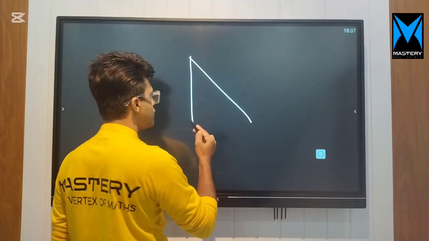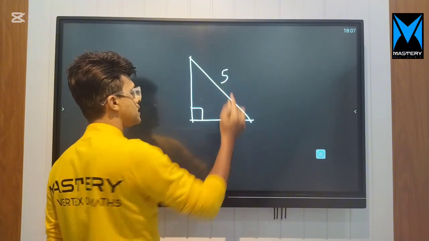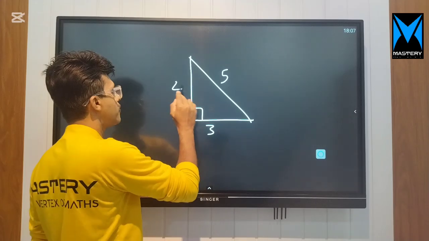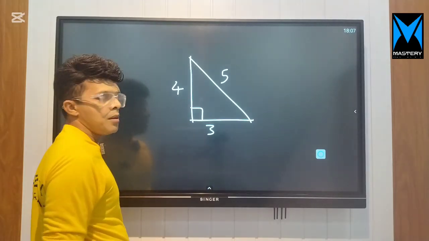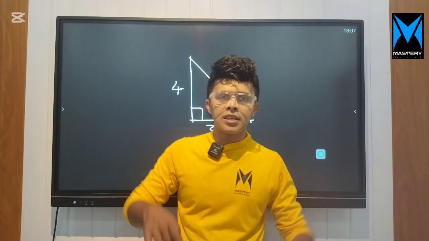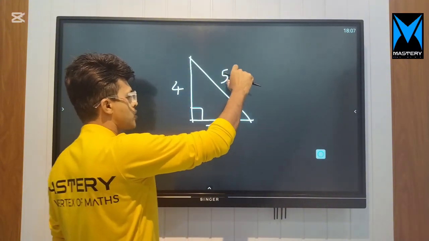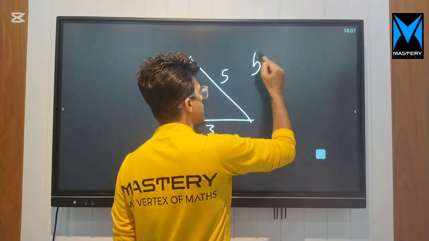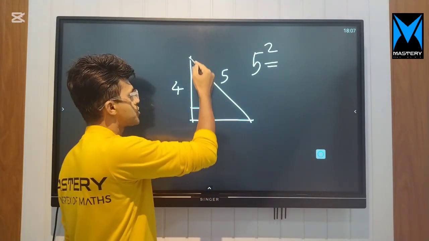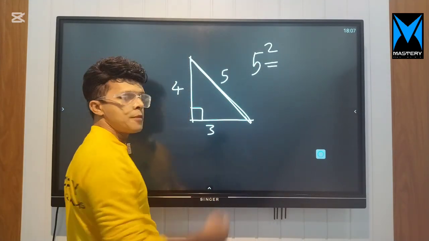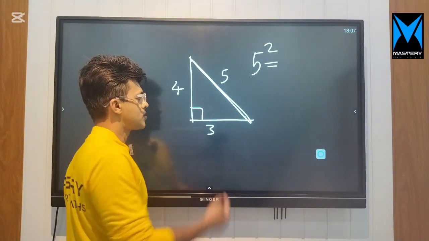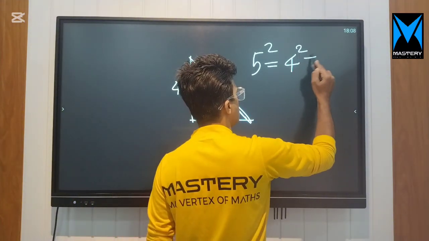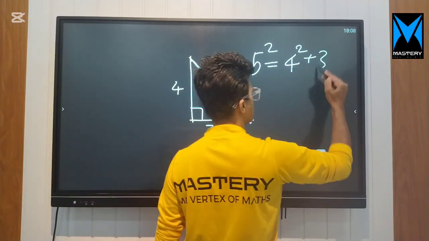Now I will mention the values as 5 here, 3 here, 4 here. Let's get the relation among these sides. You just take these values as cm. So I will show you the relation here. 5 square. This is the hypotenuse. Previously I mentioned that hypotenuse square equals 4 square plus 3 square.